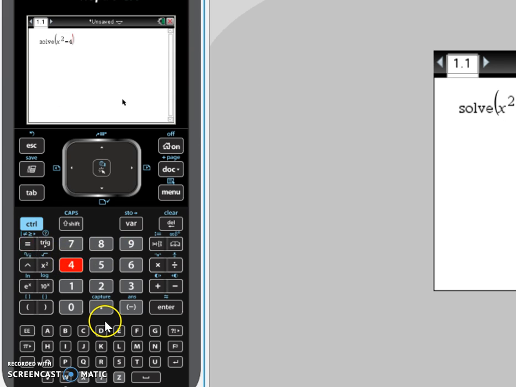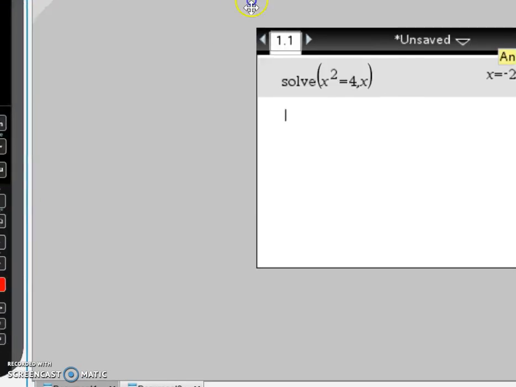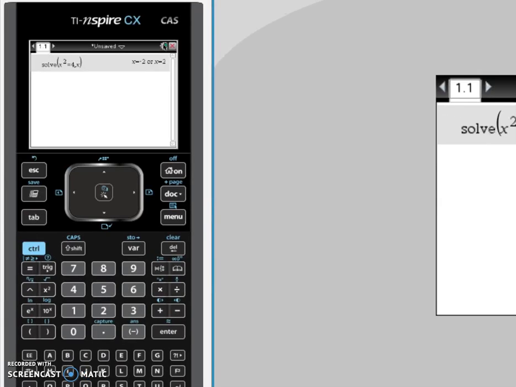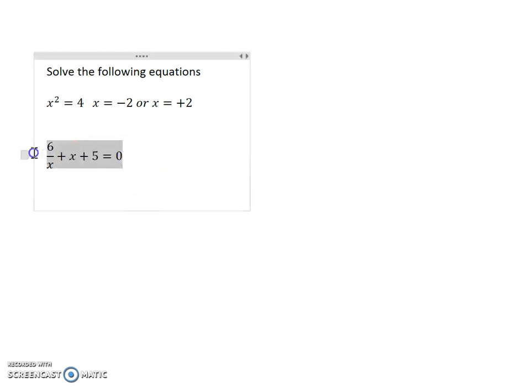And what am I solving for? I'm solving for x. So I need a little comma there to say I'm solving for something. I'm solving for the variable x, and that will give me x is negative 2 or x is 2. Okay, so that's what it looks like. So they're not always going to be that simple. Sometimes you have these more complicated expressions.